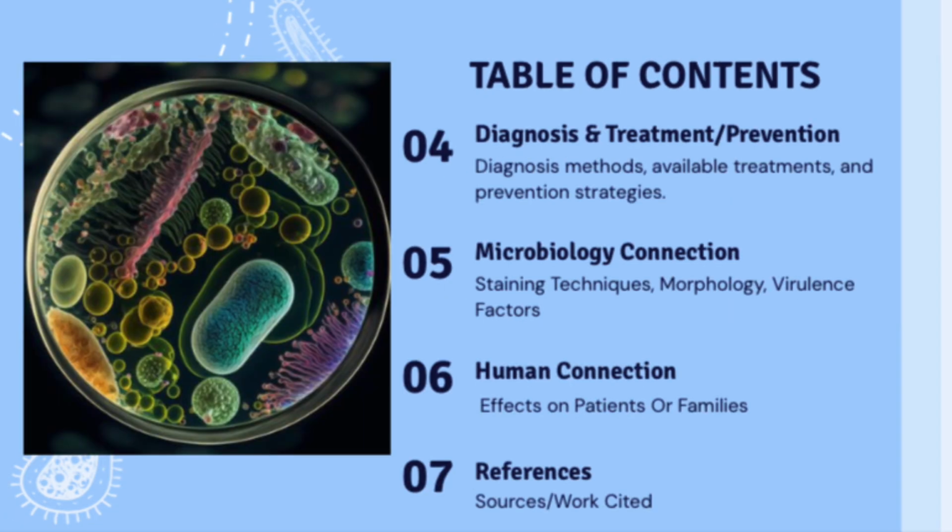Then diagnosis and treatment with prevention, so diagnosis methods, available treatments, and prevention strategies. Then we'll be going over microbiology connection, which will include staining techniques, morphology, and virulence factors. Then human connections, and that will be on how it affects patients or families. Then references, which will just be our works cited and our sources.